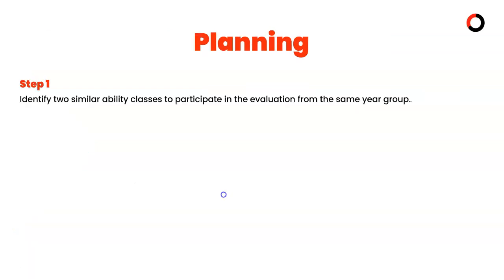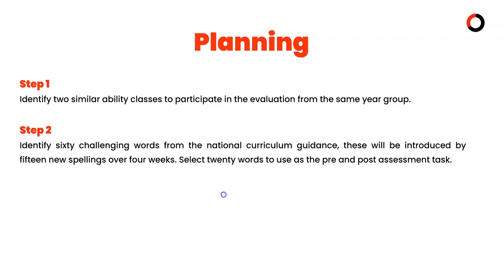So in the planning stage, identify two similar ability classes to participate in the evaluation from the same year group. Step 2, identify 60 challenging words from the National Curriculum Guidance. These will be introduced by introducing 15 new spellings a week over 4 weeks, and select 20 of these tricky words to use as a pre- and post-assessment task.